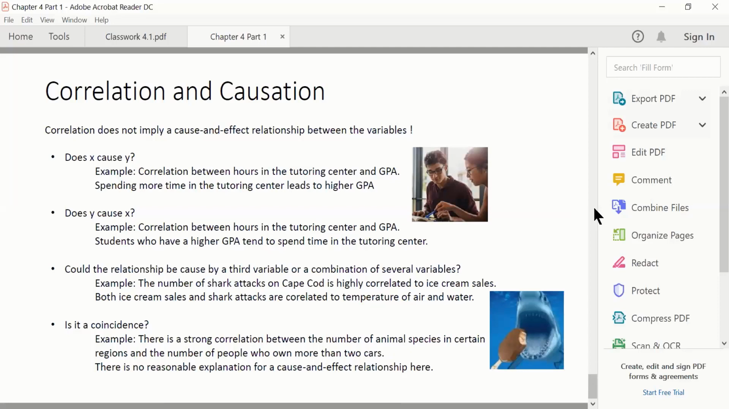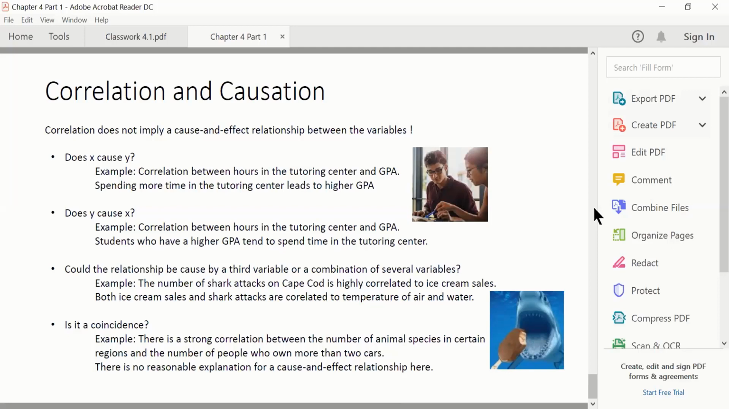So let's look at some of these examples. Does X cause Y? For example, correlation between hours in the tutoring center and GPA. Does spending more time in the tutoring center lead to a higher GPA? Perhaps. If you're getting more tutoring, you're going to get higher grades. But maybe Y causes X. Maybe the correlation between hours in the tutoring center and GPA is because students who have a higher GPA tend to spend time in the tutoring center. They tend to get more help because they put much more emphasis on their GPA.